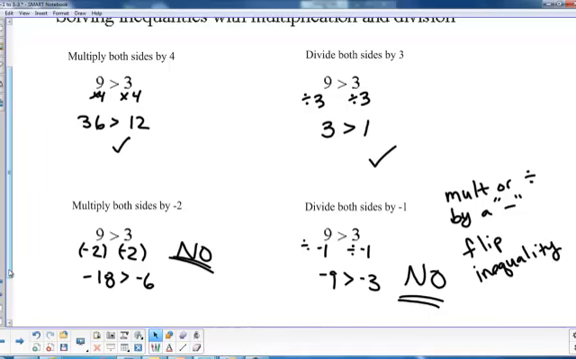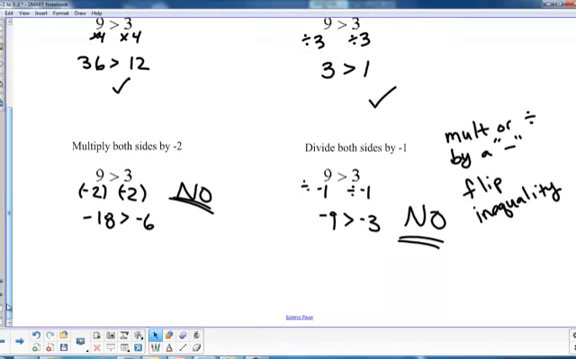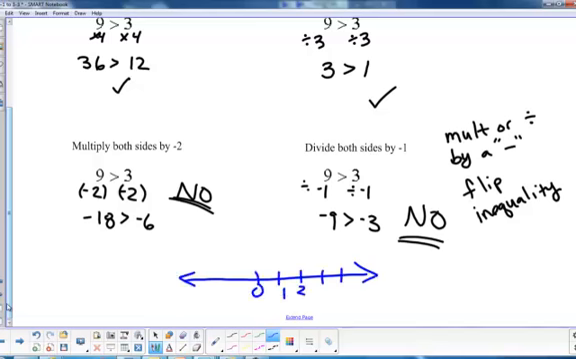I like to think of it as worlds and negative worlds. In positive worlds here, 2's are bigger than 1's, 3's are bigger than 2's, 4's are bigger than 3's. And if you go to the negative side, the opposite happens. You'd rather be $1 in the hole than $2 in the hole. So negative 1 is bigger than negative 2. So if you're ever changing worlds, which is done by multiplying or dividing by negative, you have to flip that to make it still true. So negative 18 would be less than negative 6.